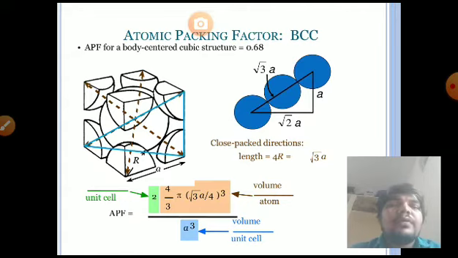Therefore APF is equal to the volume of the atoms in the unit cell divided by the volume of the unit cell, that is 2 into 4 by 3 pi r cube divided by a cube, where r is equal to root 3a by 4, that is (root 3a by 4) whole cube.